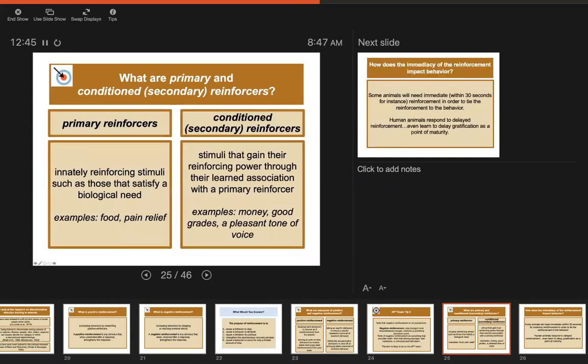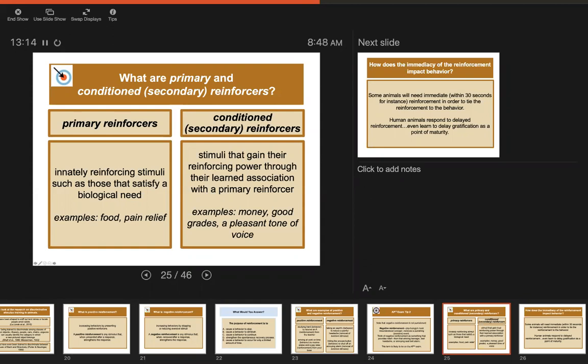How about primary and secondary reinforcers? So primary reinforcers are innately reinforcing stimuli, such as those that we have a need to satisfy, like a biological drive to satisfy. So food, pain relief, those kind of things are primary reinforcers. Secondary or conditioned reinforcers are stimuli that gain their reinforcing power through their learned association with a primary reinforcer. So it could be money, it could be good grades, it could be a pleasant tone of voice.